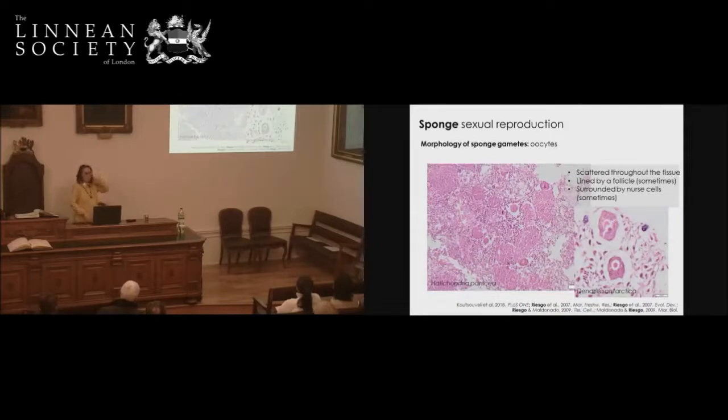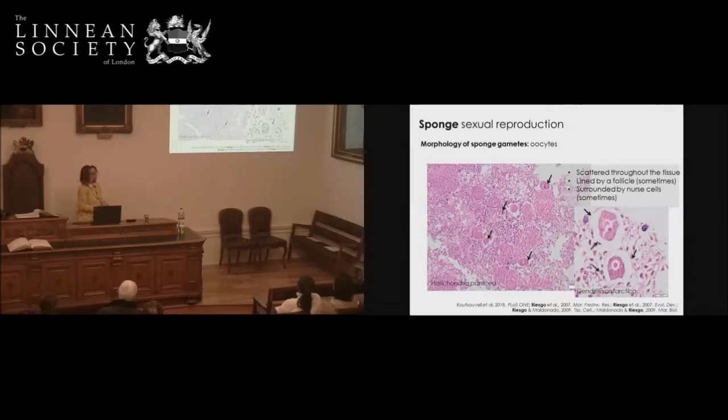So let's talk about what these traits are. How do they look in sponges? So the first thing I wanted to show you is how oocytes look in sponges. They don't have gonads. The poor little things are a little bit simple in that way. So they put their eggs everywhere, wherever they can. But sometimes they envelop these oocytes with a follicle. So this is like the first step of having a gonad. It's like you actually separate your gametes from the rest of the tissue.